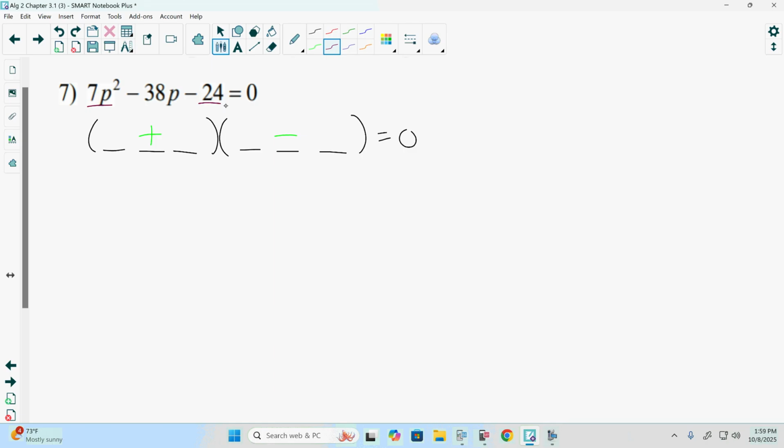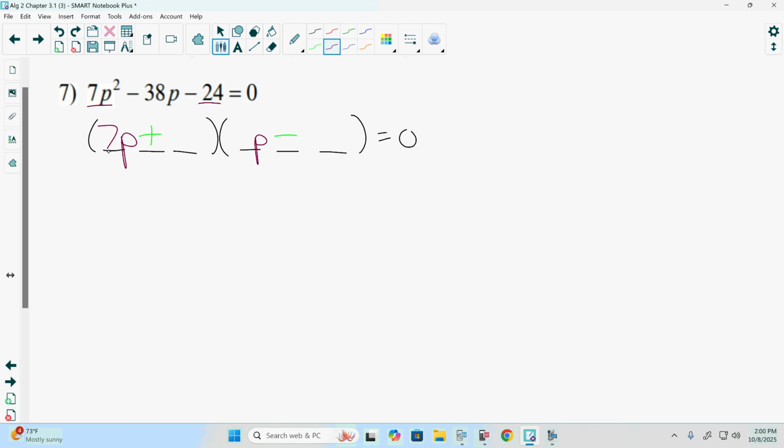Now we need to find the factors of the first and third term. Since the first term is 7p squared, factors of p squared are p and p. Factors of 7 are 1 and 7. Are there any other factors? No. So we just need to put the 7 in one of the two spots with p. It really doesn't matter. I just always stick it with the first one.